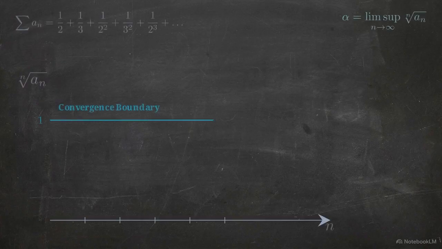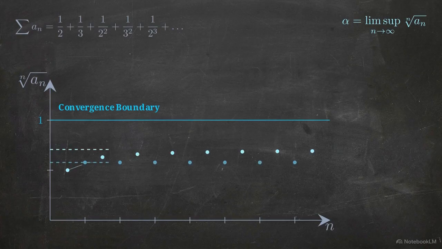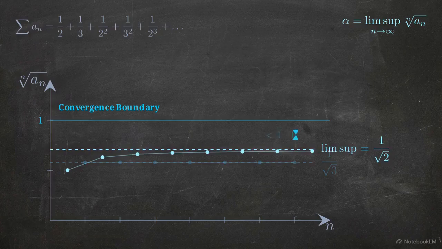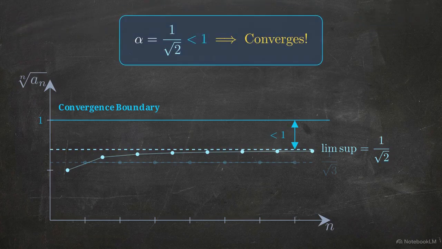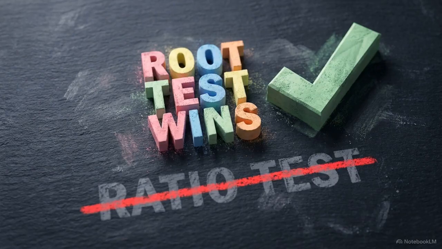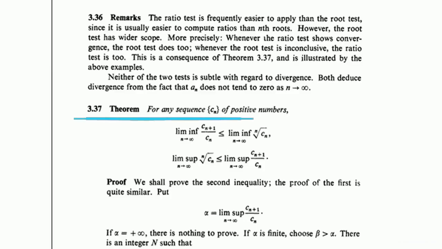But if we apply the root test to the exact same series, the limit superior resolves cleanly to 1 over the square root of 2, a number strictly less than 1. The root test conclusively proves convergence where the ratio test fails. Theorem 3.37 formalizes this mathematical advantage. Look at the inequality chain here.